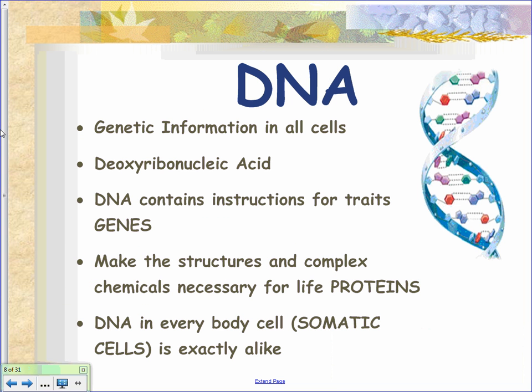And what is that hereditary information? That hereditary information is transmitted through DNA. And DNA is the genetic information in all cells. So all living things have some form of DNA, or they may have something called RNA, which we'll talk about later in the course.